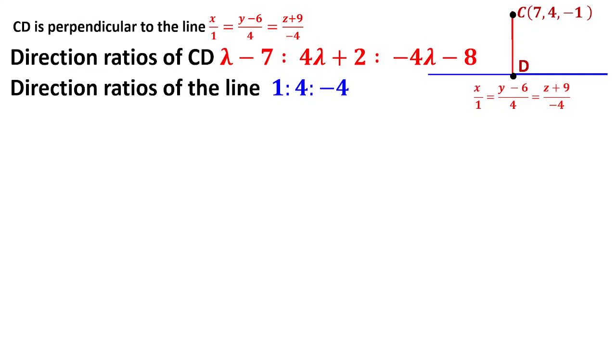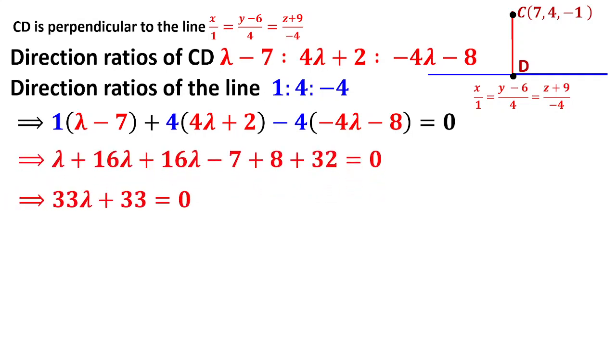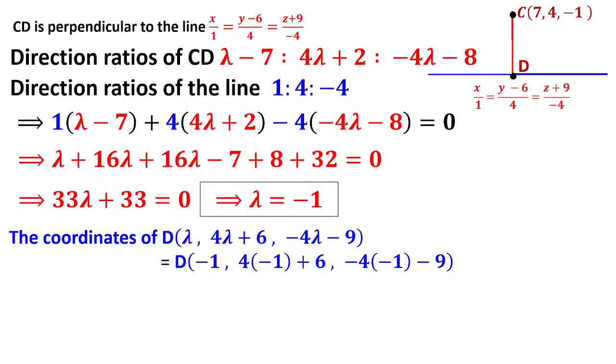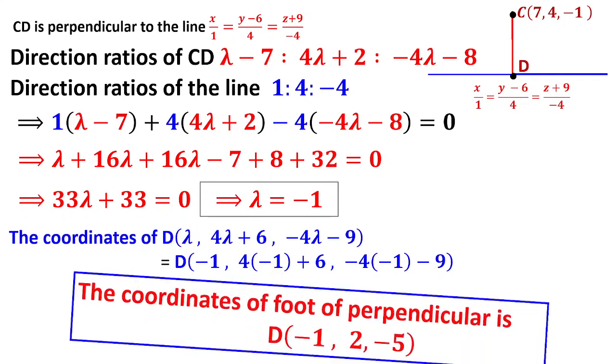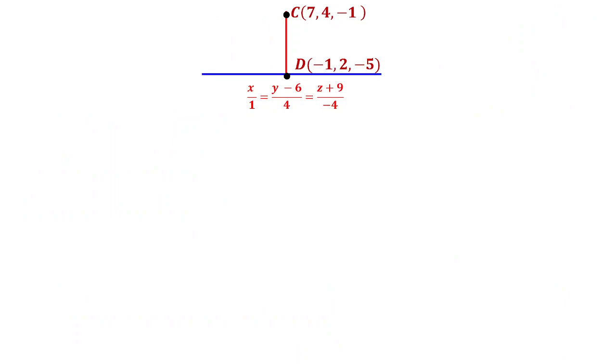Now we got the direction ratios of CD and we have the direction ratios of the given line. These two lines are perpendicular. What is the condition for perpendicularity? 1 into lambda minus 7 plus 4 into 4 lambda plus 2 minus 4 into minus 4 lambda minus 8 is equal to 0. Collect all lambda and then collect all the constants. You will get lambda is equal to minus 1. Now you got the coordinate of D as lambda, 4 lambda plus 6, minus 4 lambda minus 9. When I put lambda is equal to minus 1, the coordinate of the foot of the perpendicular is minus 1, 2 and minus 5. Now apart from that, they want the equation of that CD.